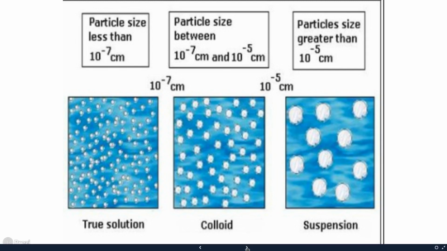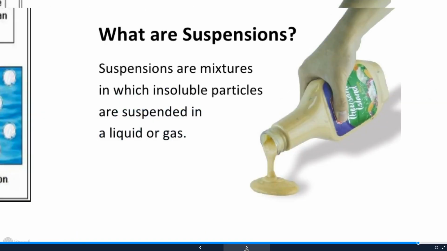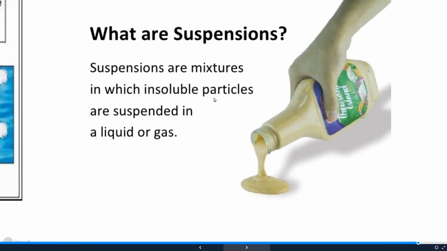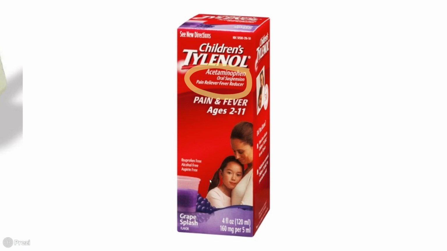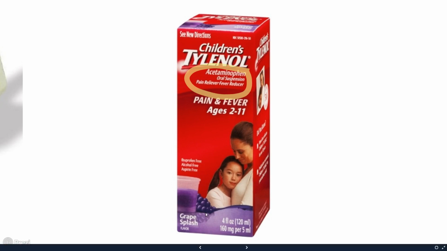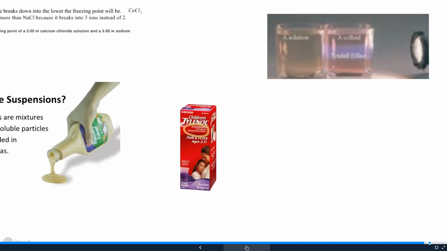So we're talking about suspensions next. A common suspension is a mixture where the insoluble particles are suspended, but they end up settling out eventually. So this is an example of a suspension. But this is the one I'm always thinking about: children's Tylenol. Notice that it says children's Tylenol, an oral suspension. So it's important in that case for you to mix it up really well, so that the medicine is dispersed through the liquid, and you don't end up giving your child more than they need. So that's just a common one.